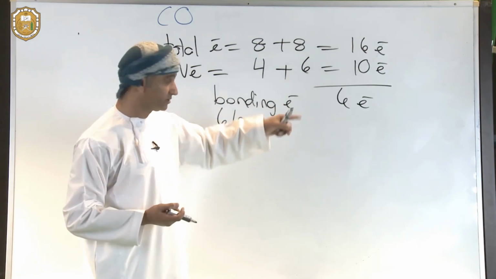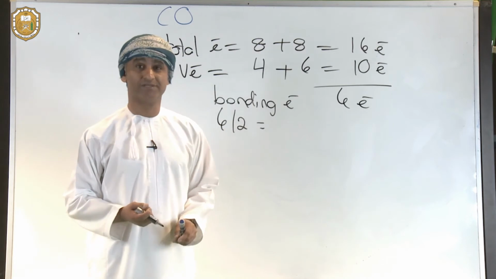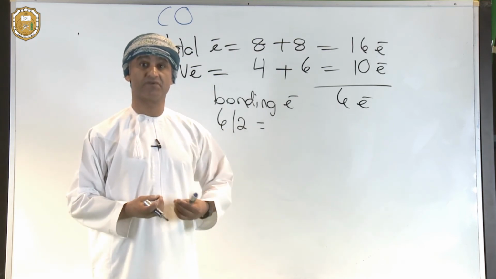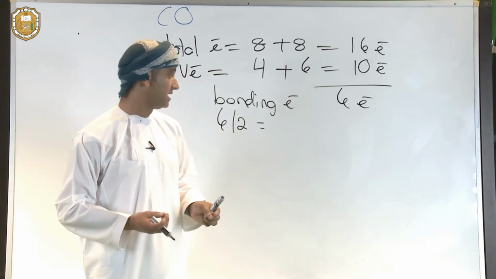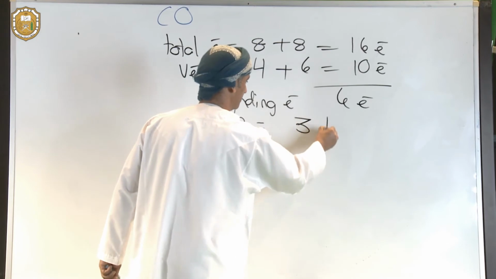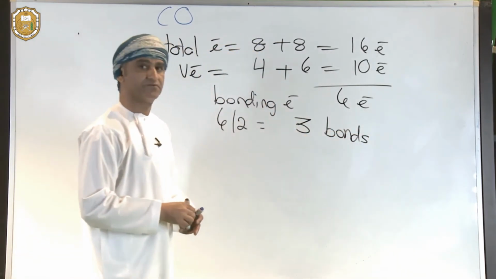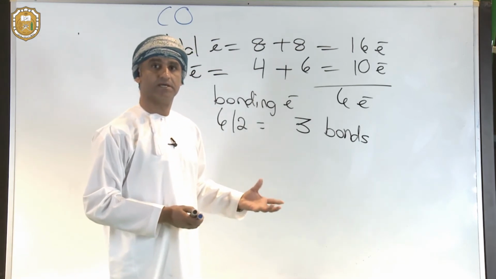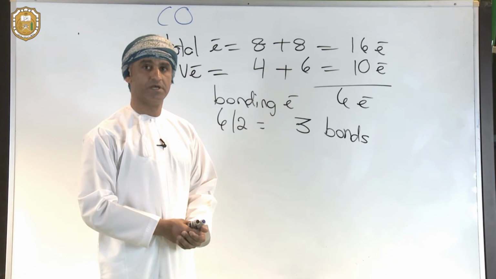So if you divide the total number of bonding electrons, which is found as a result of subtraction of the number of valence electrons from the total number of electrons, assuming all atoms obey the octet, we get the number of bonds. So 6 by 2, that is 3 bonds. So there are 3 bonds, therefore, expected in the Lewis structure, or a possible Lewis structure, of carbon monoxide.